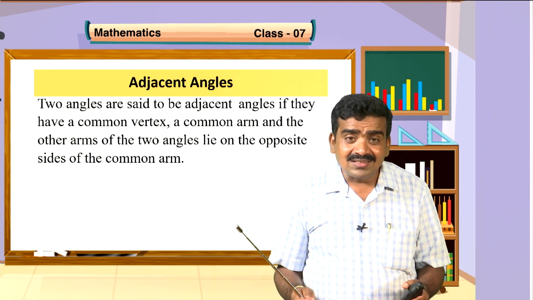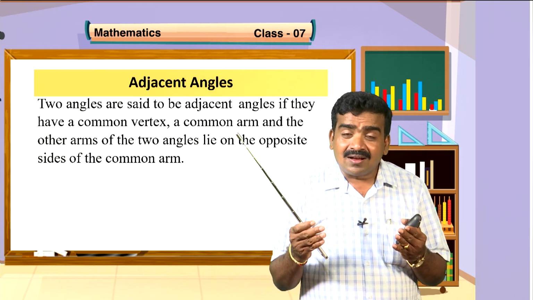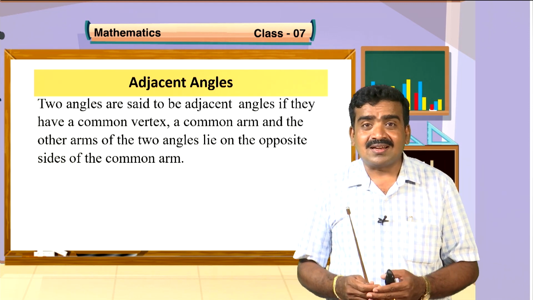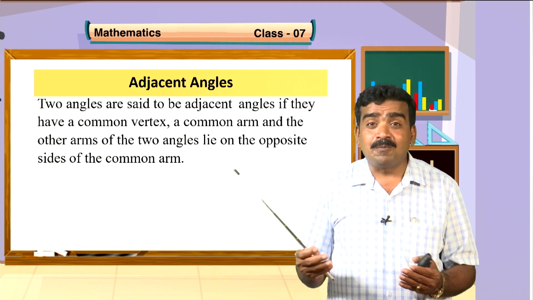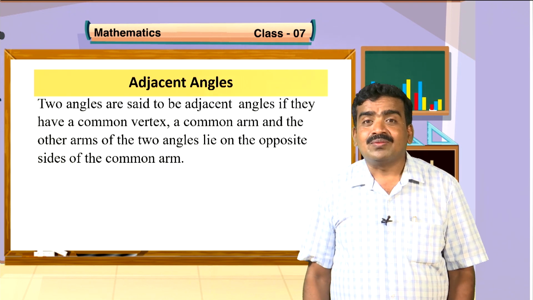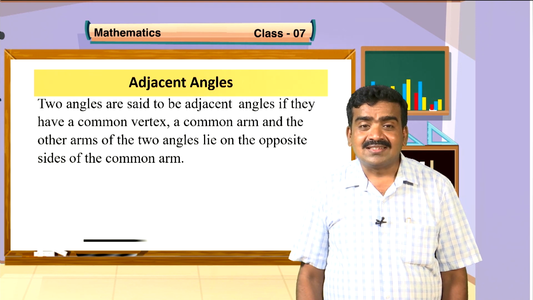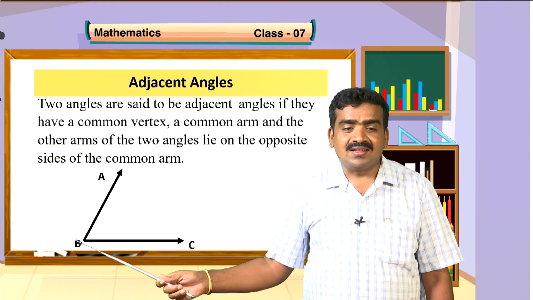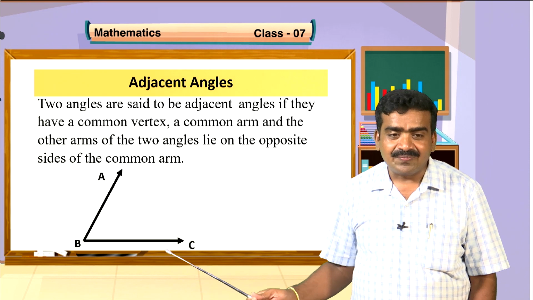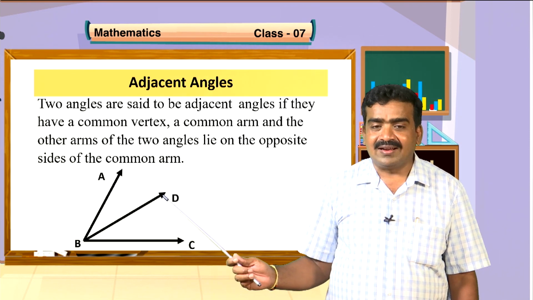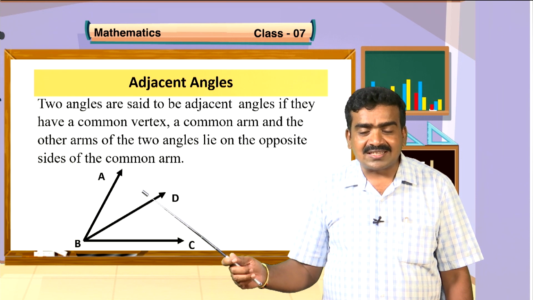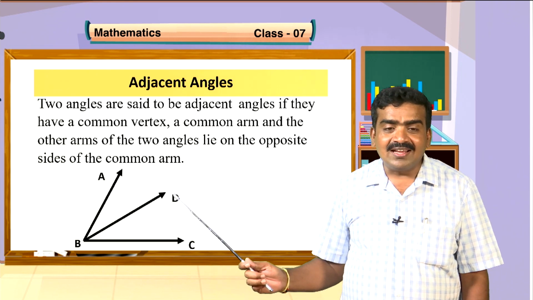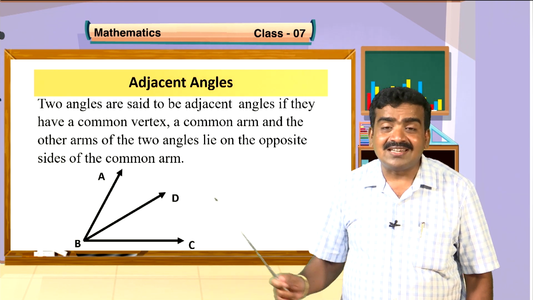What are adjacent angles? If two angles have a common vertex and a common side, and the other two arms are on either side, opposite to the common arm, they are adjacent angles. Look at the picture over here. Here there is a common vertex B. There are two arms AB and BC, and there is another ray, that is BD. Now in this case, angle ABD and angle DBC are adjacent angles.